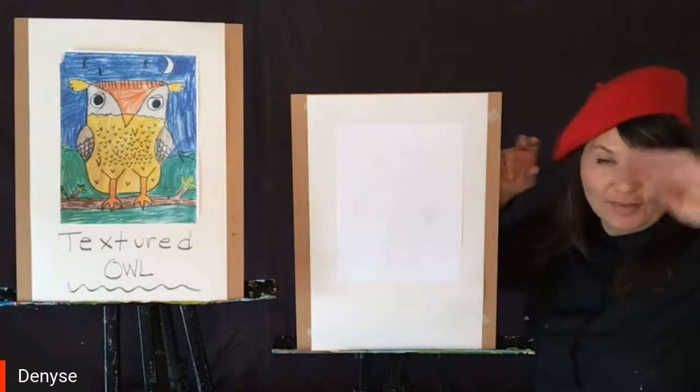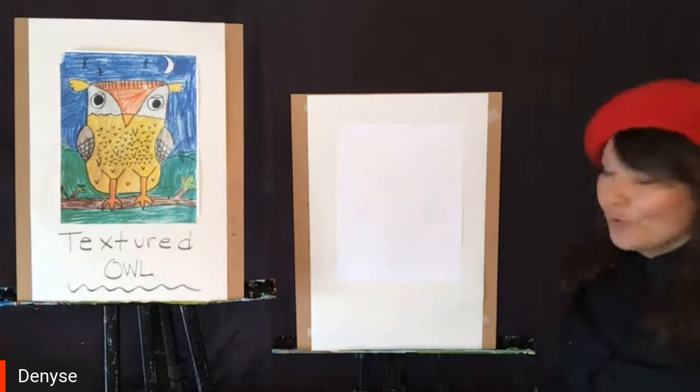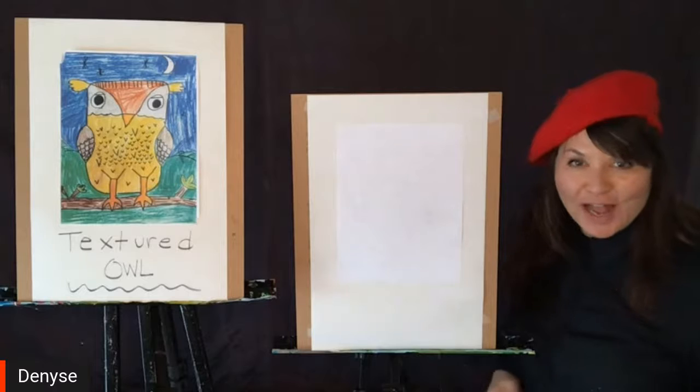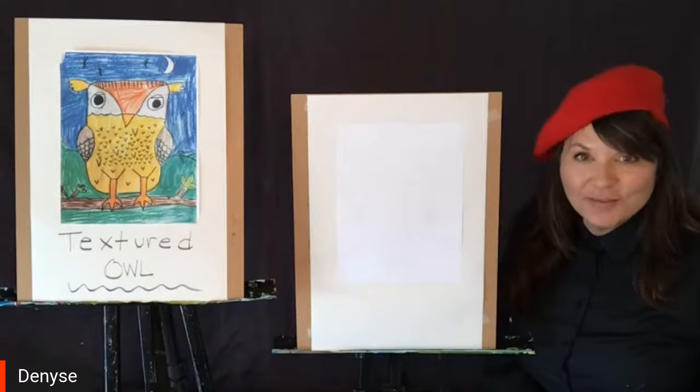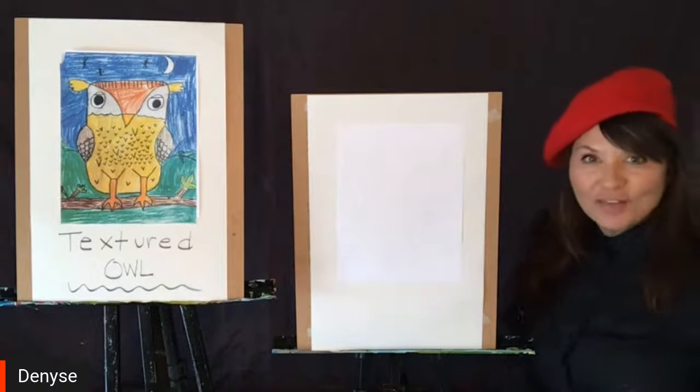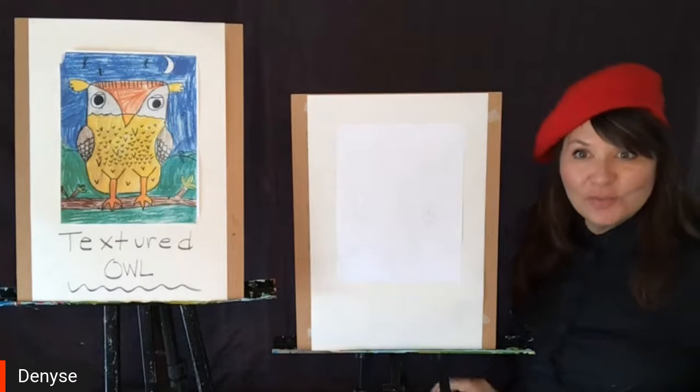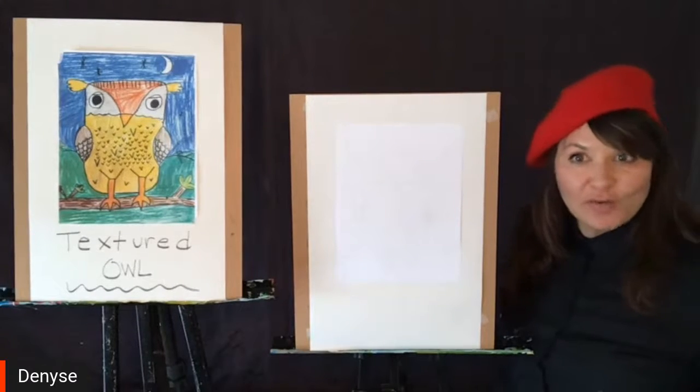Today, let me fix my little hat. That's called a beret. We're going to do some textured owls. So there are things called elements of design, and in every art lesson, I try to teach at least one. So today, we're going to focus on texture.